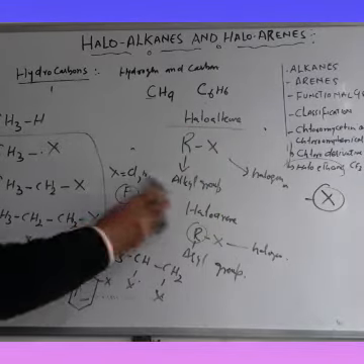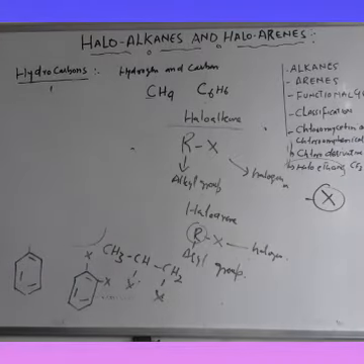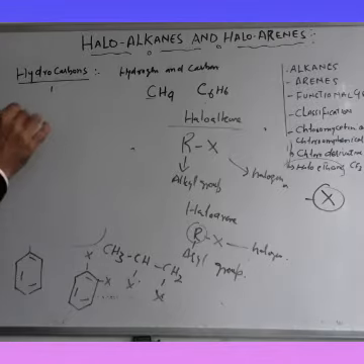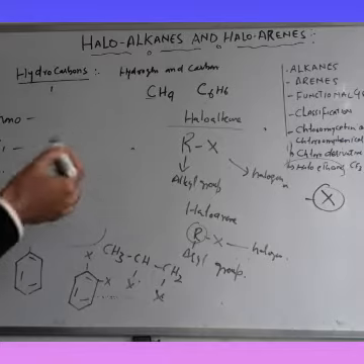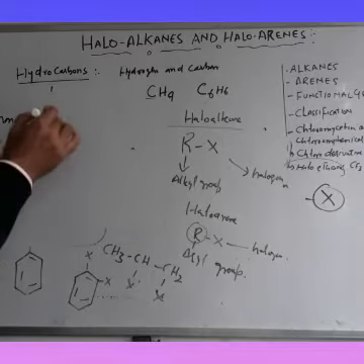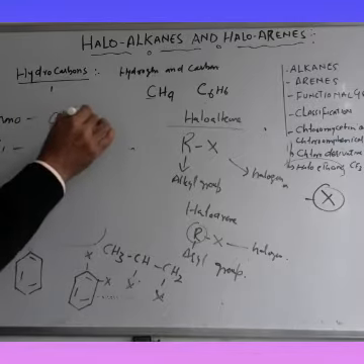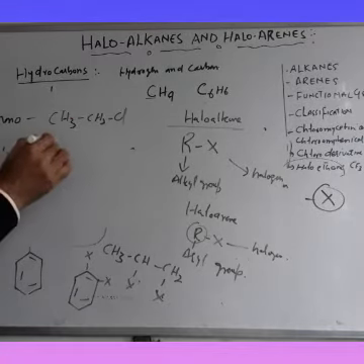अब इनको हम क्लासिफाई कर सकते हैं. We can classify these haloalkanes or haloarenes on the basis of number of halogen atoms they contain. For example, we have mono halogen derivatives, di halogen derivatives, tri halogen derivatives, we have tetra. Mono means containing one halogen. So this is mono halogen derivative.